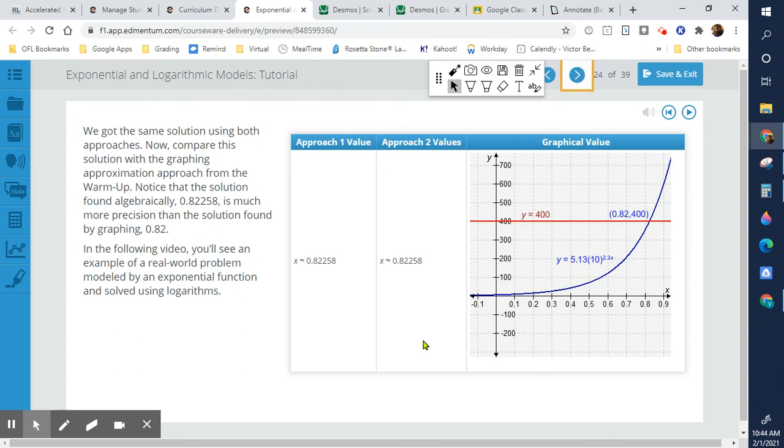All right, so let's compare. Sorry. So doing approach 1 gives you the exact same answer. Approach 2 and approach 1 give you the same answer as graphing it.